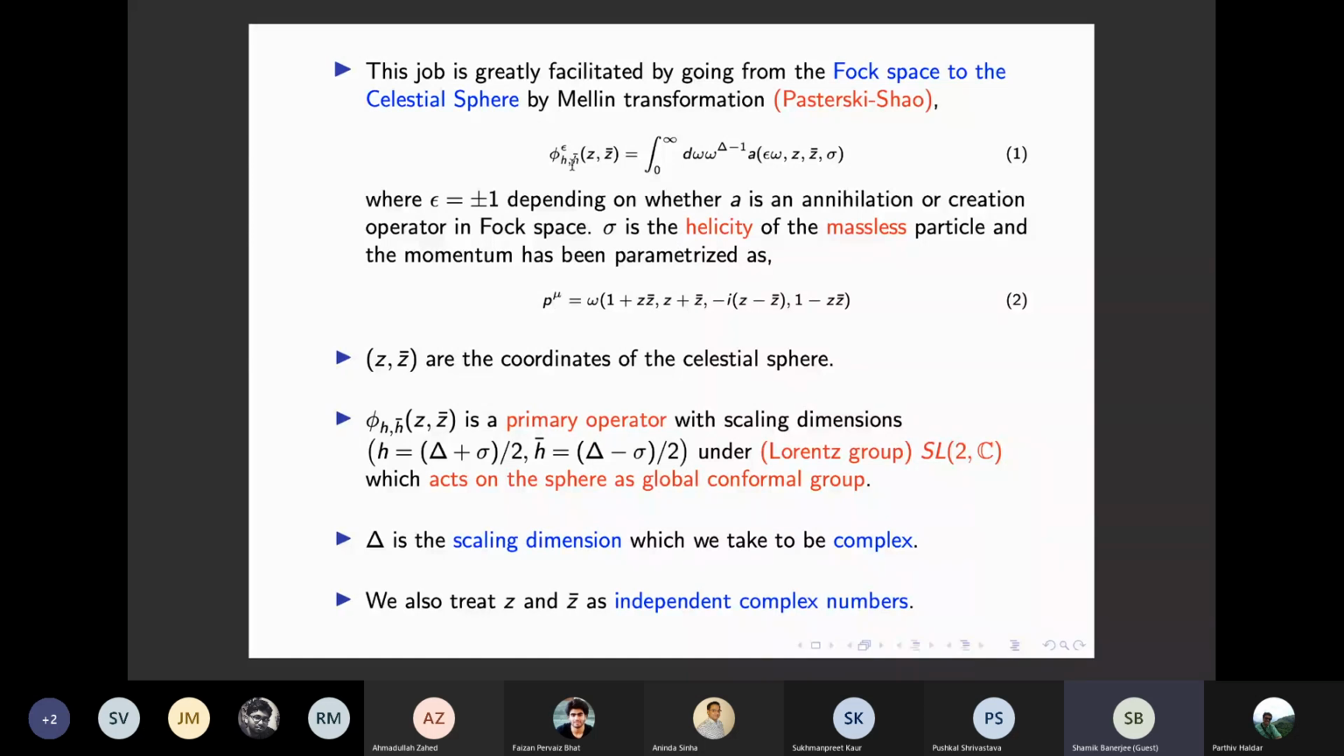And the main interesting point is that if you do this integral transformation, then this field transforms like a primary operator with this particular scaling dimension under the SL2C, which acts on the celestial sphere as the global conformal group. Now this delta is the conformal dimension.